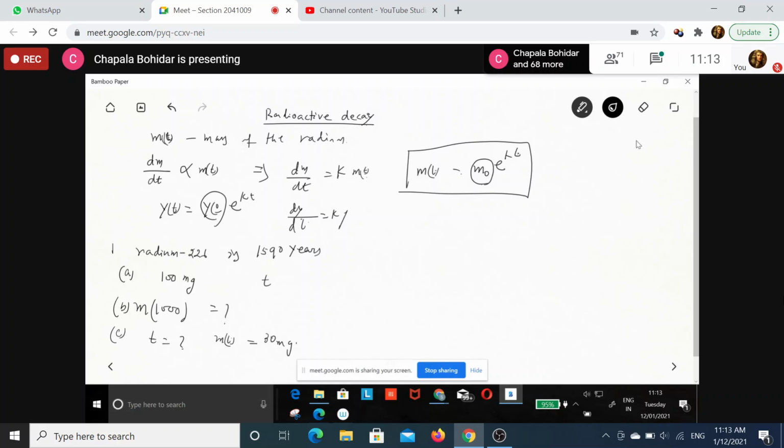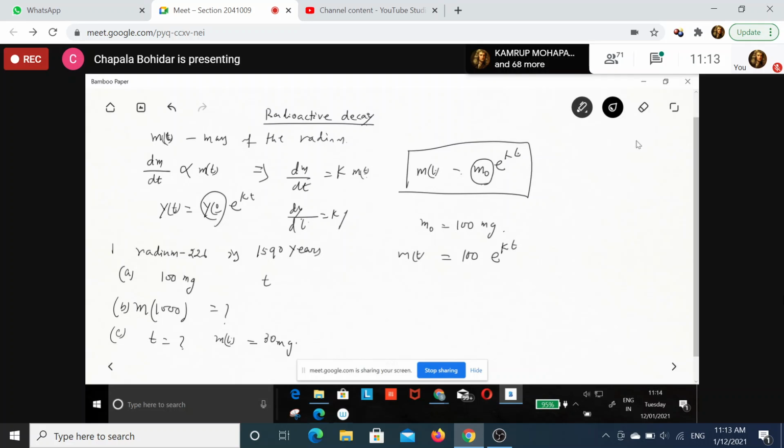The half-life of radium is 1590 years, and the initial value is 100 milligram. The data is saying that M0 is equal to 100 milligram. So M(t) is equal to 100 e to the power kt.